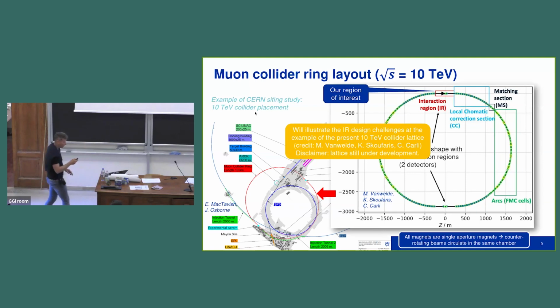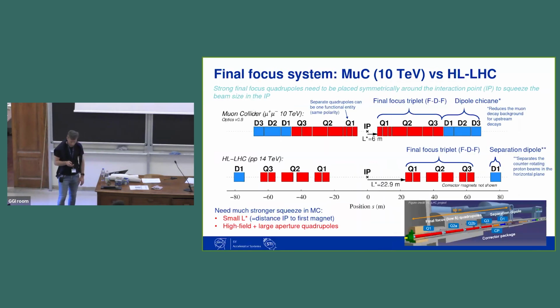Okay, so I will illustrate now in the next few slides the interaction region design challenges using the example of the present 10 TeV collider lattice. Just as a disclaimer, the lattice is constantly evolving, as those who are involved in the studies know. But still, it's just to illustrate the challenges, because there are really quite a few points you have to consider when designing an interaction region lattice for a muon collider.